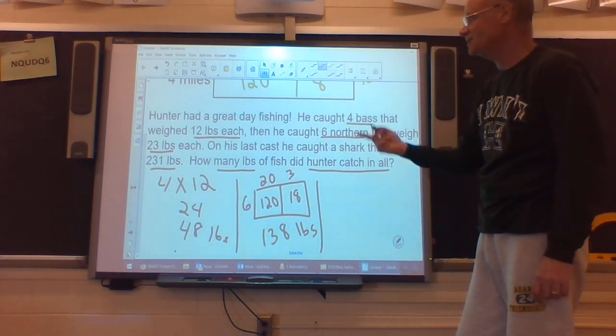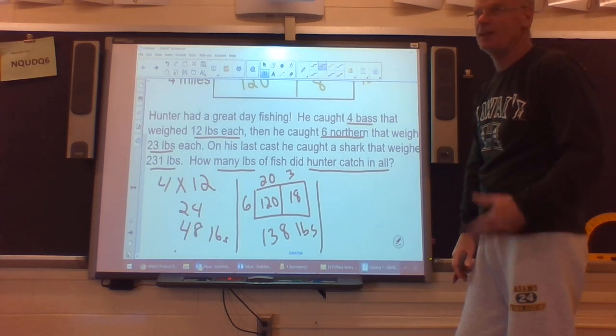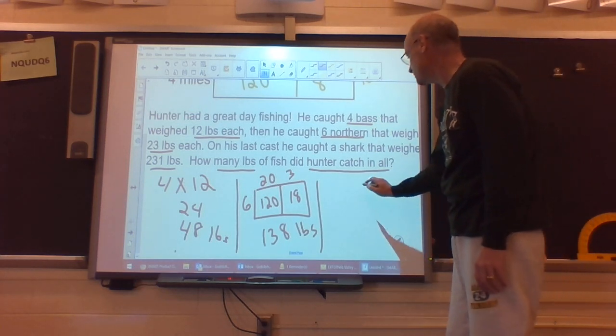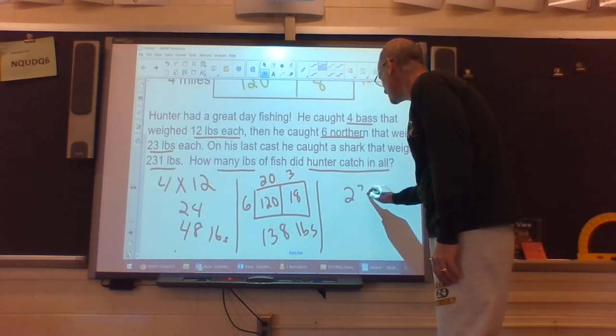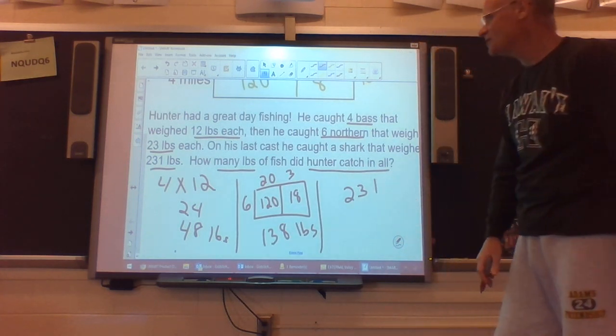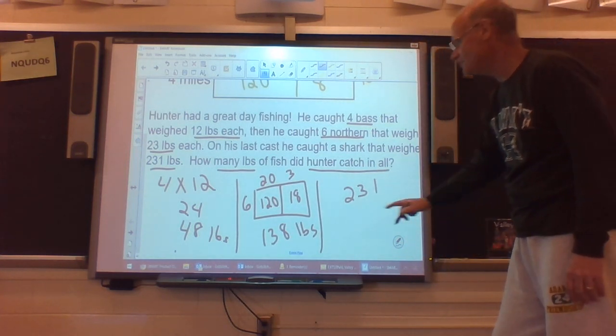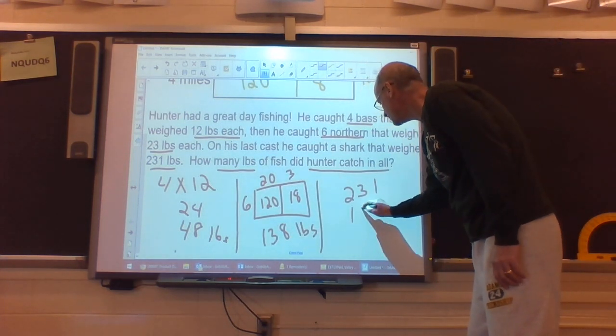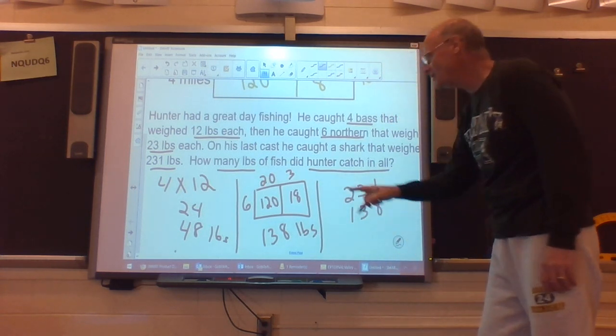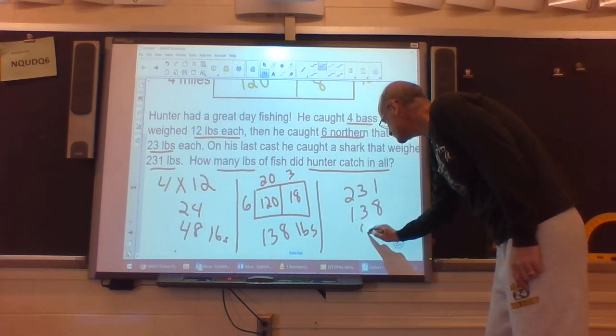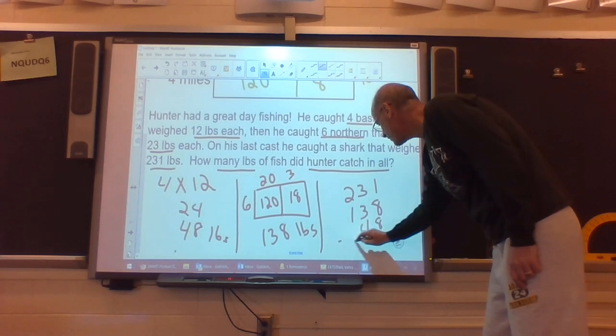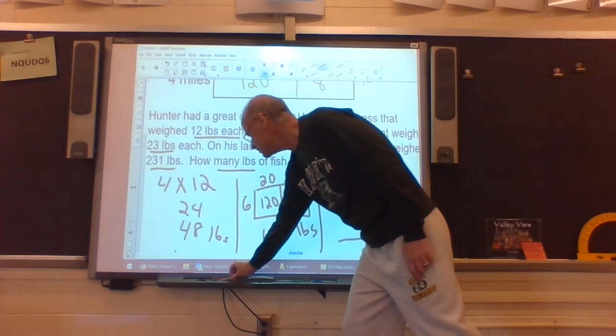Now, he went and caught a shark. I'm sure it wasn't in a lake around here because I don't see many sharks in our lakes. So I have 231 pounds there. I have 138 from his northern, and I have 48 from the bass that he caught. Now, I'm going to do this problem.